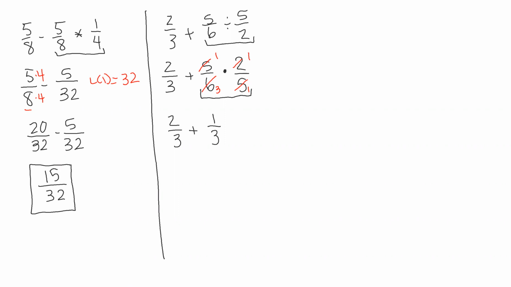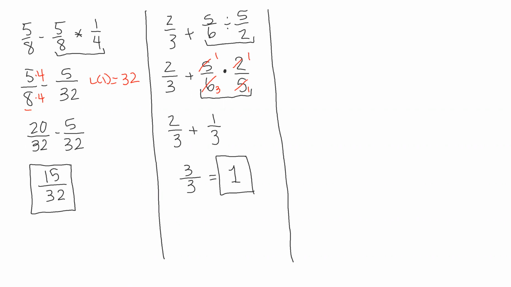Now, luckily, when we perform the order of operations, we end up with this last step of addition, and we already have common denominators. So I can go ahead and add my numerators. So 2 plus 1 is 3. Denominator is 3. And how does that simplify? Well, any number divided by itself is just 1. So we are done.